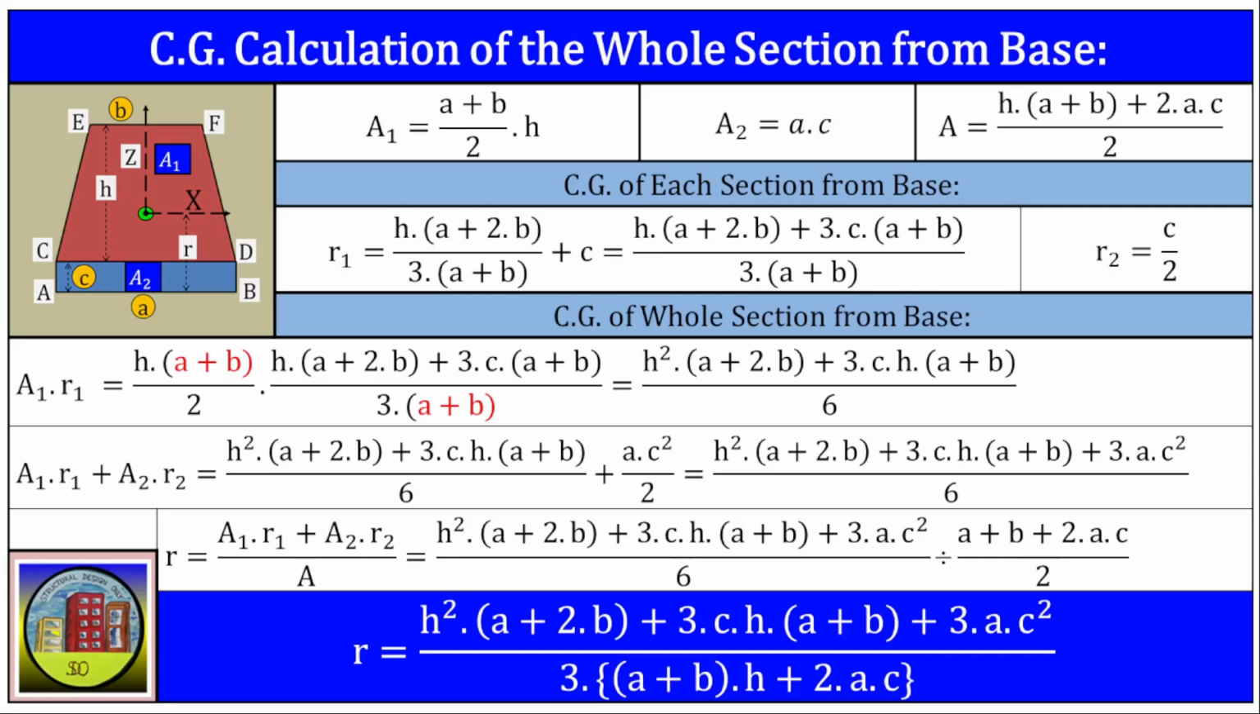By substituting the calculated values into the formula, we can determine the exact location of the centroid of the entire compound section. Therefore, R equals to H square into A plus 2B, plus 3 into C into H into, A plus B, plus 3AC square by, 3 into A, plus B into H, plus 2 into A, into C. In the next slide, we are going to calculate the centroidal moment of inertia of the whole section.